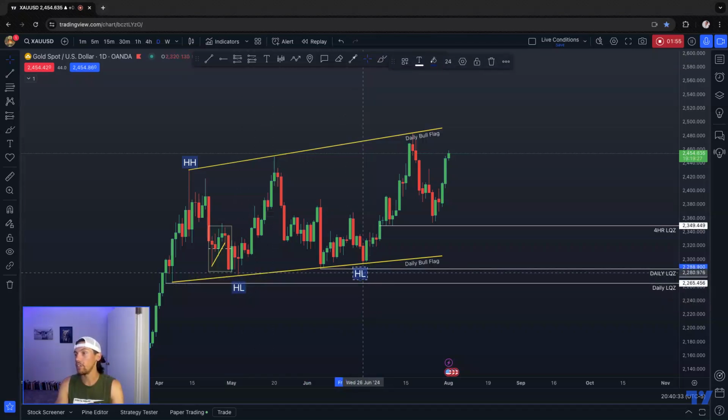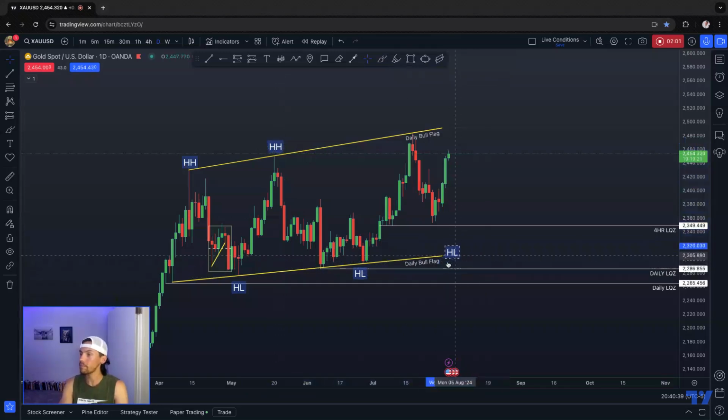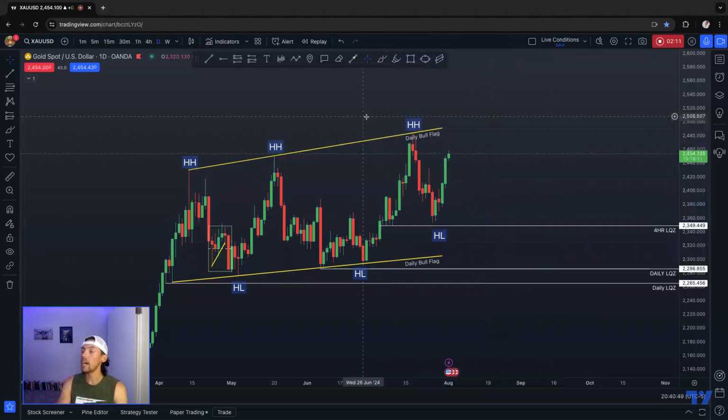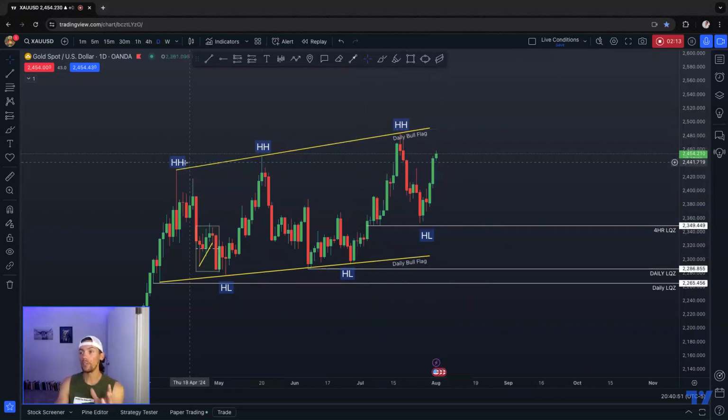We had a higher low here, higher high here. And then right now, in the market, we're trying to find our next higher low because we had our higher high in this area. So that's kind of where we are in our daily. We've had our higher high, our higher low, higher high, higher low, higher high. And now we're in the middle of establishing our higher low.